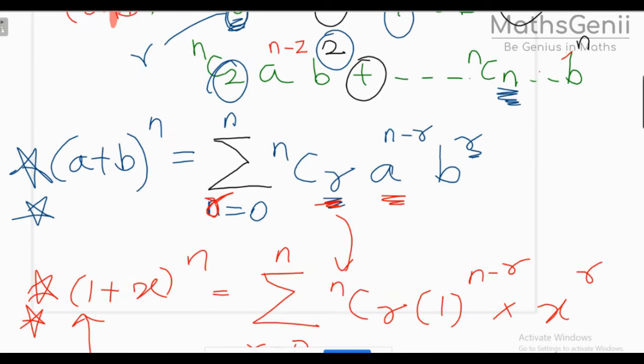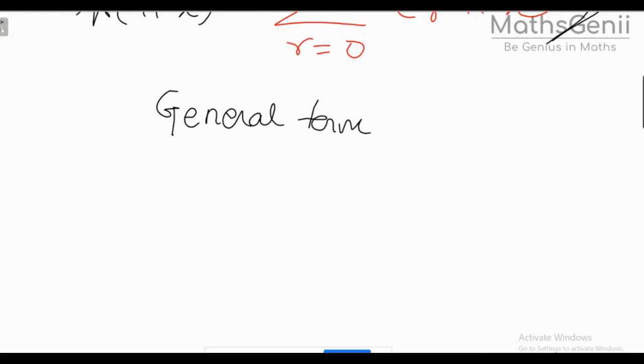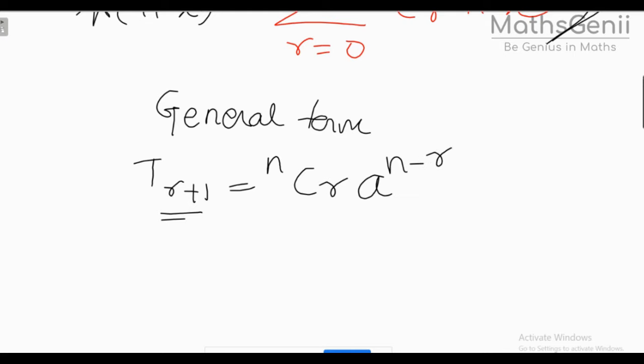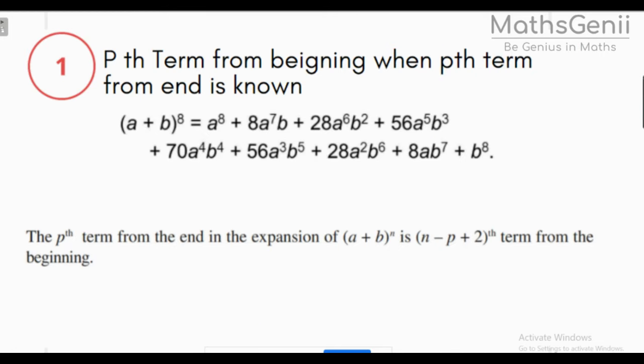So there's one formula for that extra term, which is going to be T, for term, R plus 1, because I'm finding the general term. The formula is nCr a raised to n minus r, b raised to r. We are going to use this formula a lot in this chapter, so get hold of this formula. Let's look at one interesting concept. I'll take a question on this concept as well.